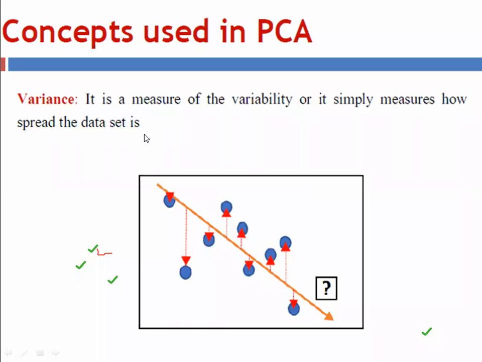Two concepts we have seen: variance and covariance. Variance means how spread the data is from the function. The yellow line denotes the function, model or hypothesis, and the blue points are the data points. We have to decide how the data set is spread, and that is called variance.